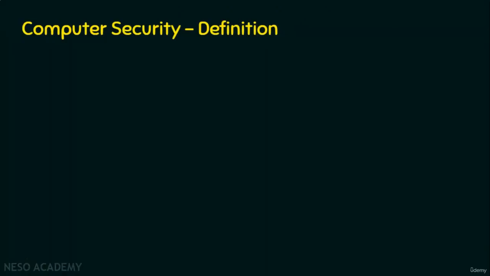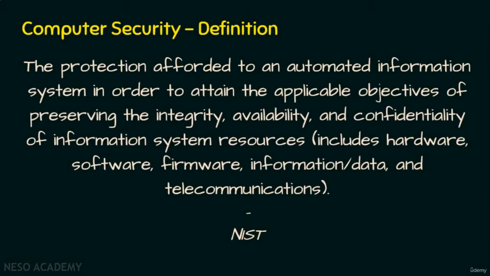The computer security definition is as follows. The protection afforded to an automated information system in order to attain the applicable objectives of preserving the integrity, availability, and confidentiality of information system resources, which includes hardware, software, firmware, information or data, and telecommunications. And this is the definition of computer security by NIST, which is a government organization of the United States.